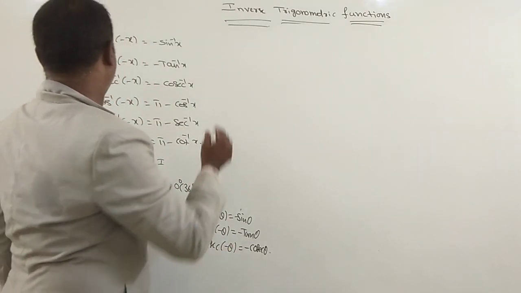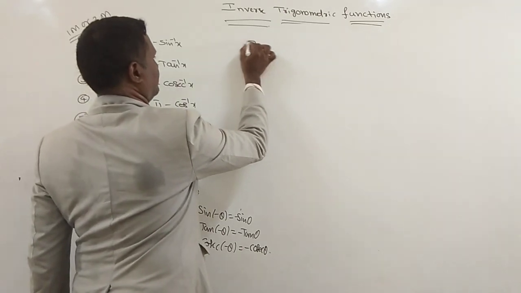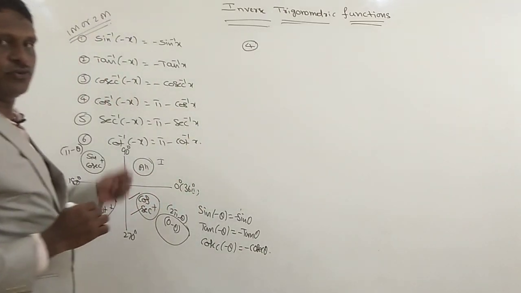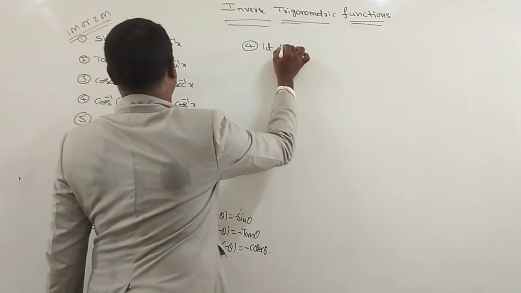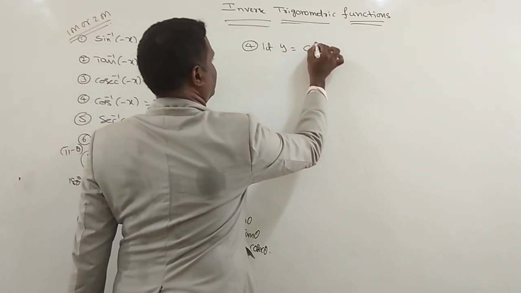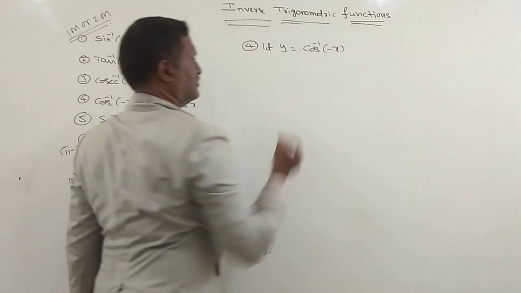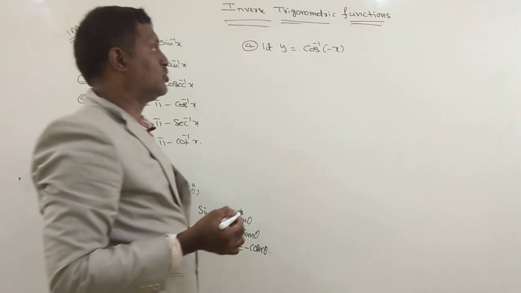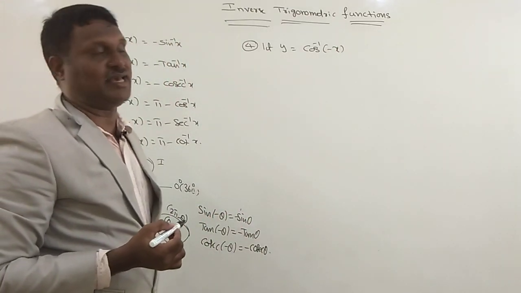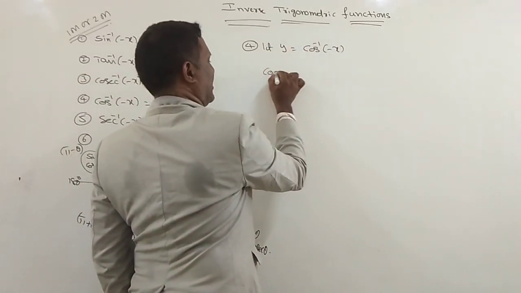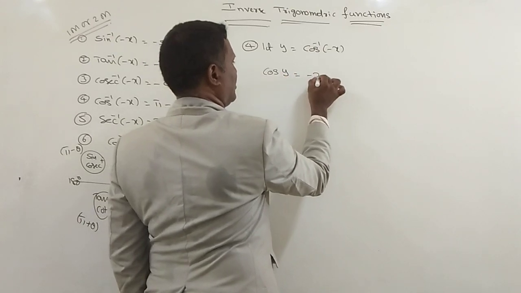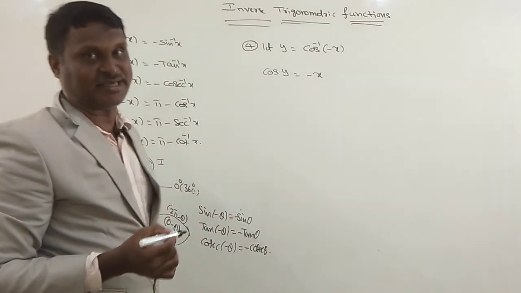Next, the fourth one. Proof for the fourth one. Let y is equal to cos inverse of minus x. Take cos inverse to the other side, we can write cos y is equal to minus x.